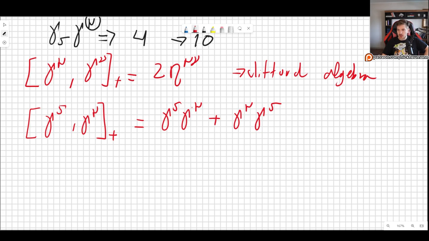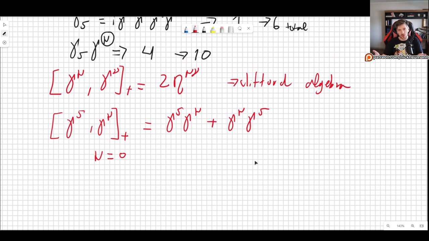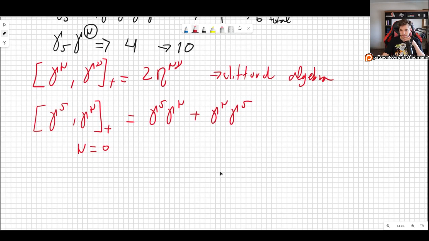But if you now want to calculate this, what we can do is say, all right, let's separate mu into 0 and i. Those are the two cases. Either mu is 0 or it is 1, 2, 3. And we usually separate it like this because of the way the metric works. Why? Because the metric has a bunch of zeros in the zeroth column and row, and then all the other things in the ith. So it behaves a bit differently.